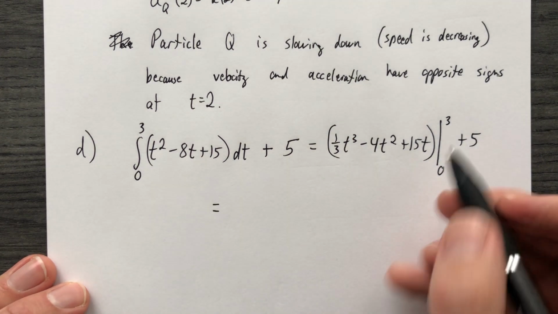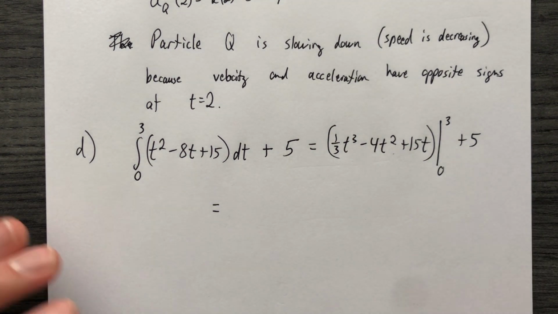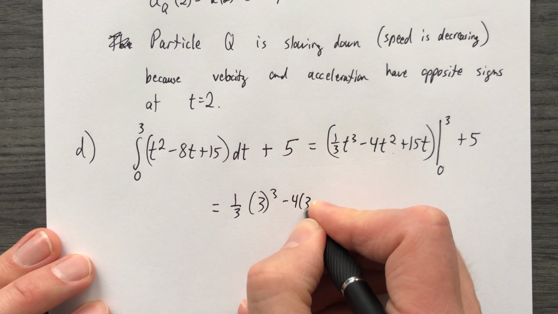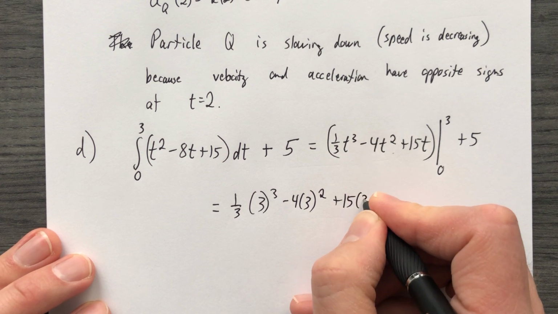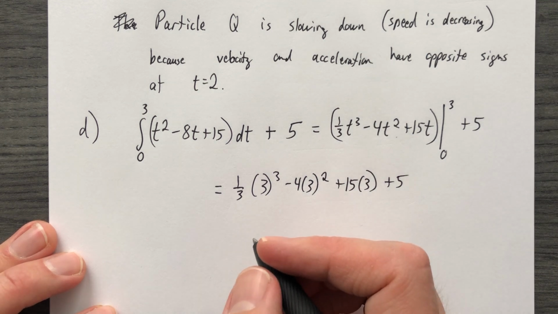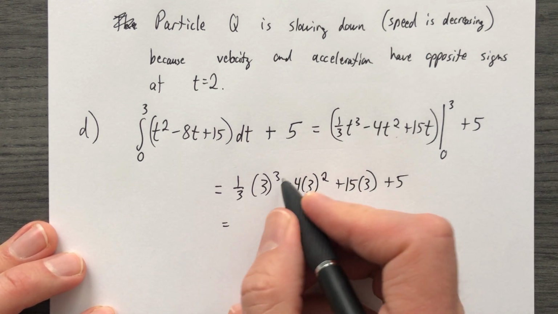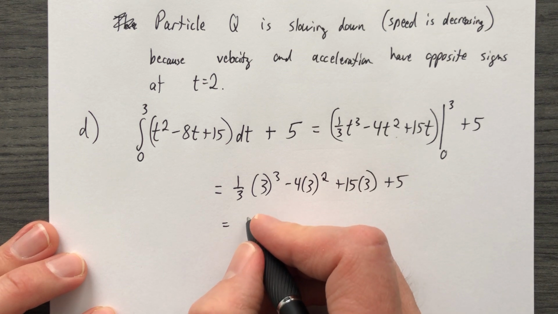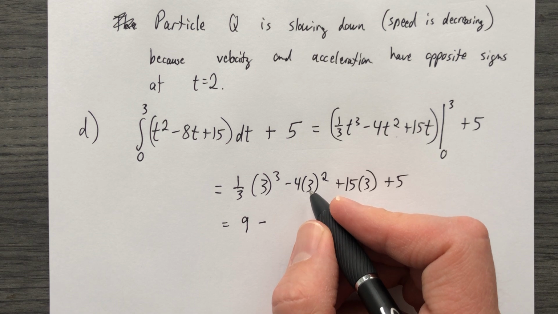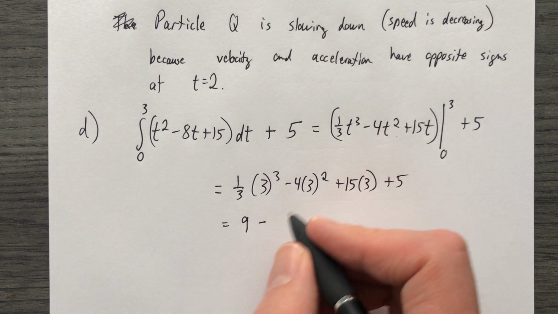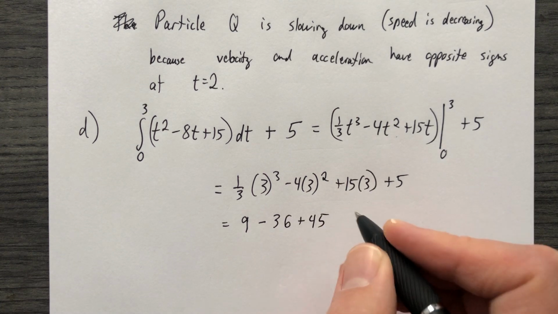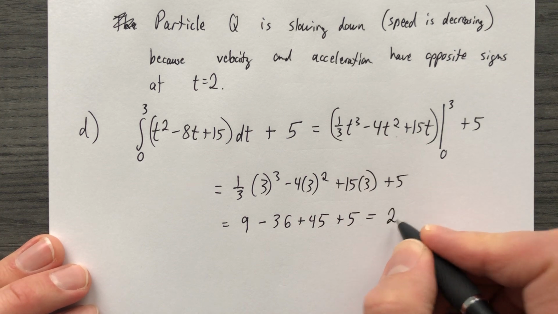Let's keep moving. Plug in the 3, plug in the 0, but that changes nothing, so let's not plug in the 0. 1/3 times 3 cubed minus 4 times 3 squared plus 15 times 3. Plug in the zeros, like I said, that's useless, plus 5. All right, 1/3 times 3 cubed, that's going to actually end up being 3 squared. Minus, let's see, that is going to give me 9 times 4, so 36, plus 45, plus another 5, and that is 23.